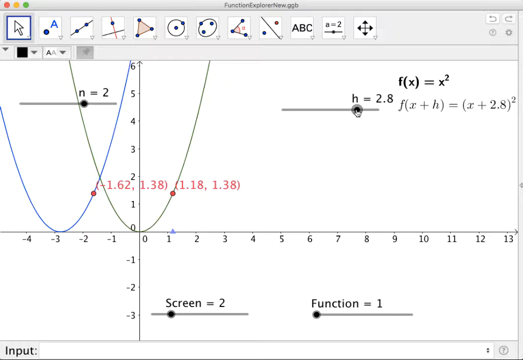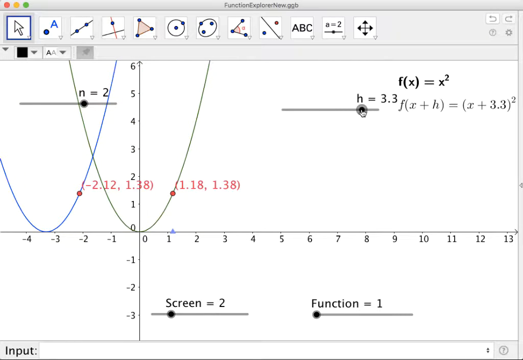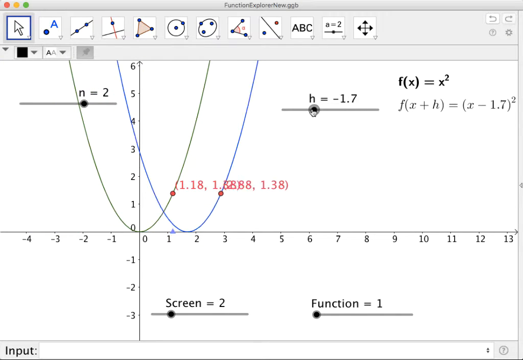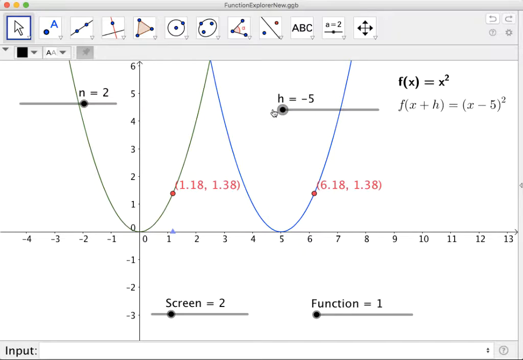As h is increasingly positive, this new function slides to the left of the original function. When h is negative, it slides to the right. So when h is negative 5, for example, if we take a point on the original function, let's say the point (2, 4), now when we look at a point on the new function, we can see that unlike in the original function, it's no longer the case that y is equal to x squared. What's true is that y is equal to this new (x minus 5) squared. And so that's why this moves to the right.